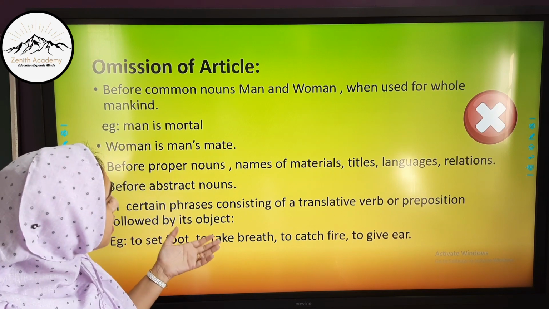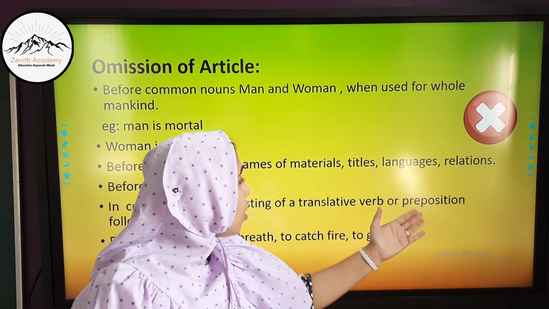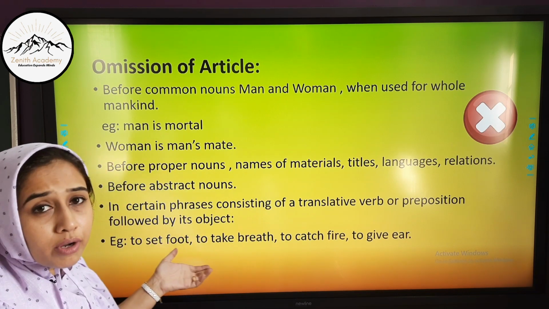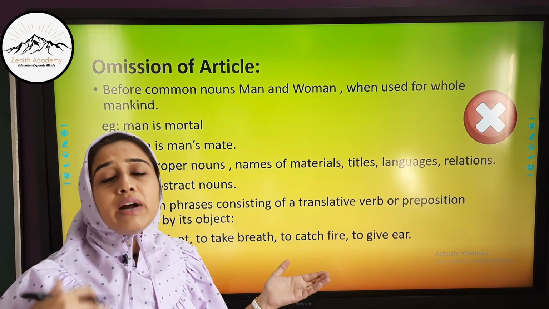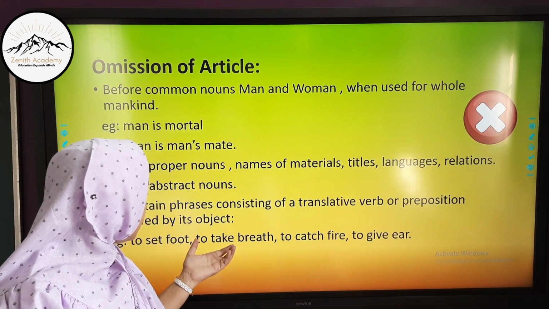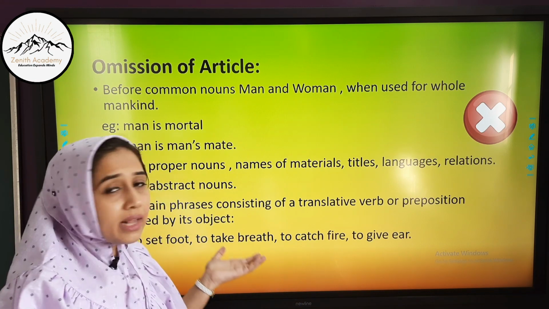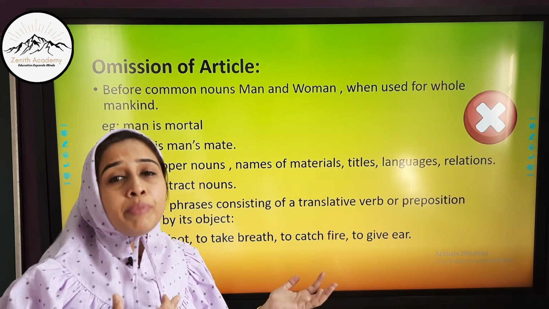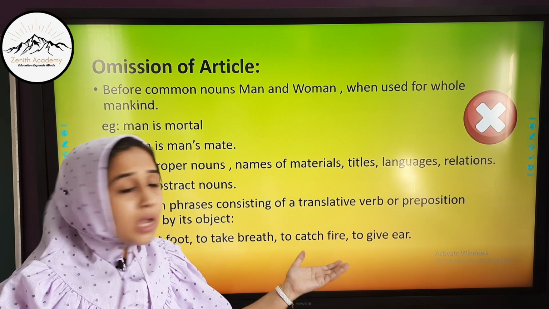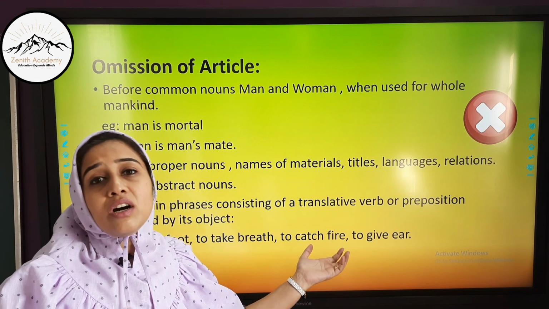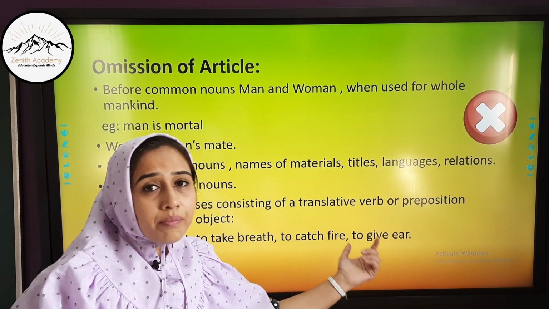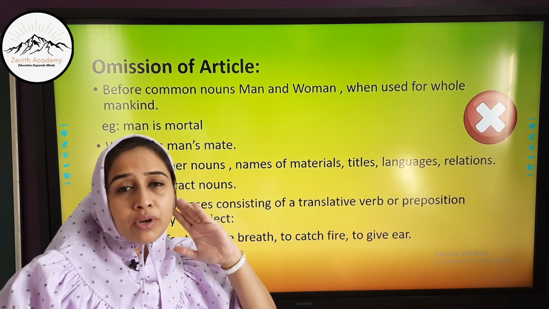In certain phrases consisting of a transitive verb or preposition followed by its object. What does this mean? To set foot. Now these are phrases which we use while saying a particular quotation or proverb. It actually does not mean what it says. To take breath. Now to take a breath does not mean to breathe. It means to take a break from your work. To catch fire. Now to catch the fire or to catch a fire will be inappropriate. To give ear. Now to give ear literally does not mean to give your ear to somebody.